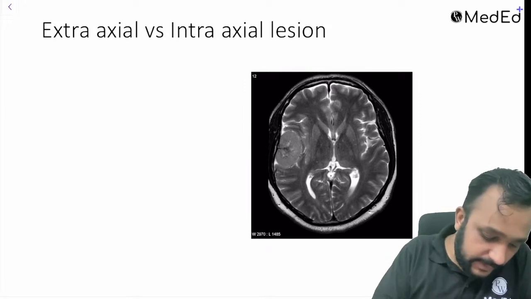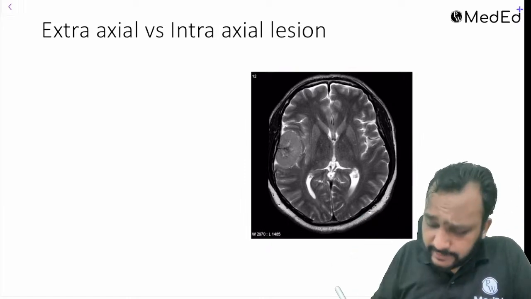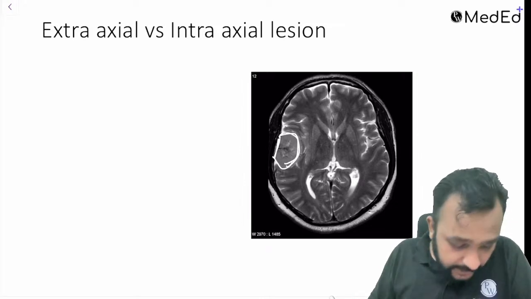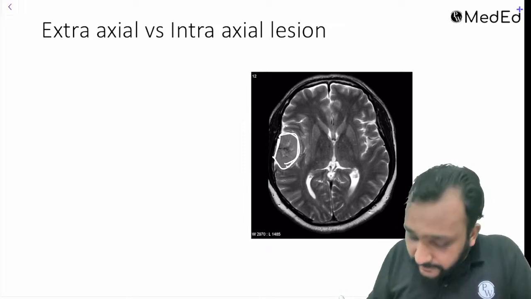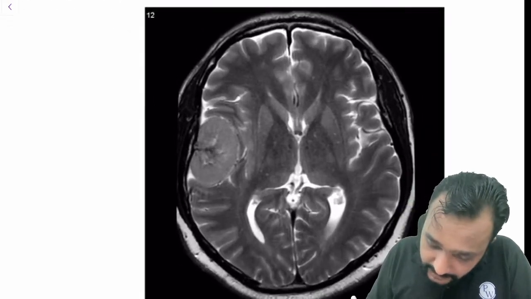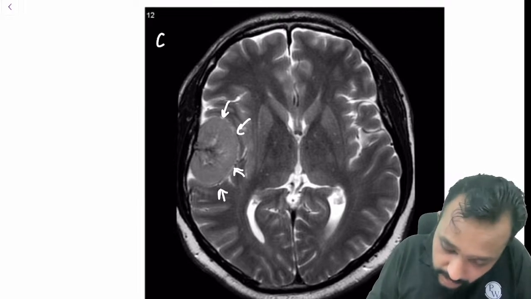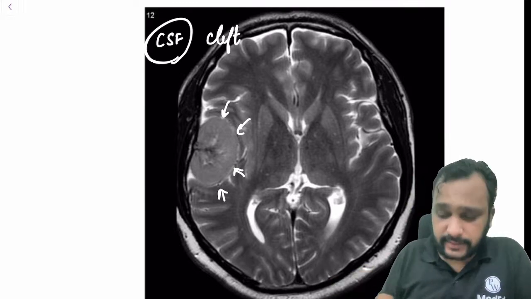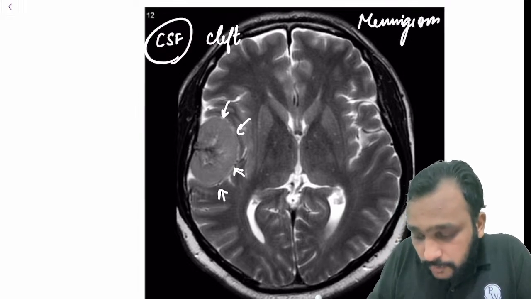So guys, in this image, what we can see is that there is a lesion which is having a broad base towards the dura, right? And if you look at this lesion very carefully, the lesion is surrounded by CSF on all sides, and this is known as CSF cleft sign. And this CSF cleft sign is characteristic of meningioma.